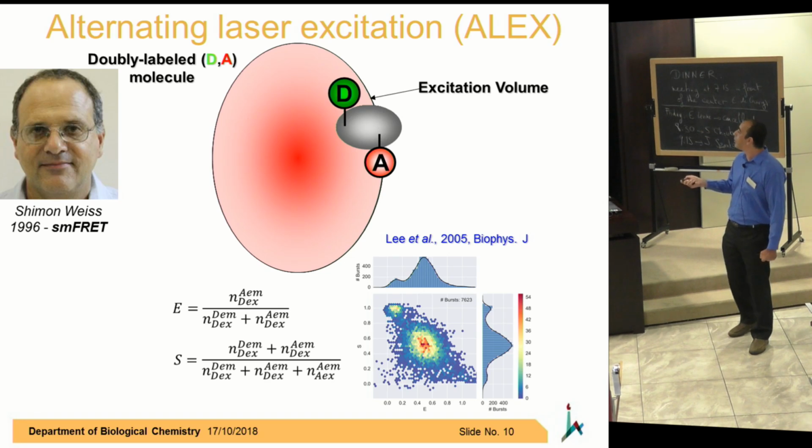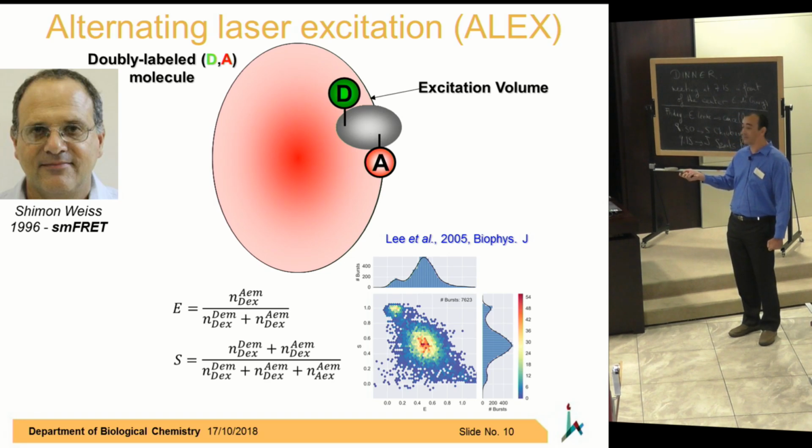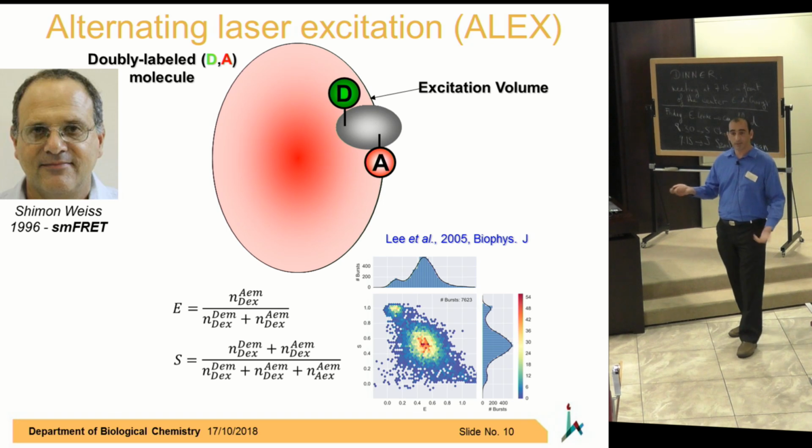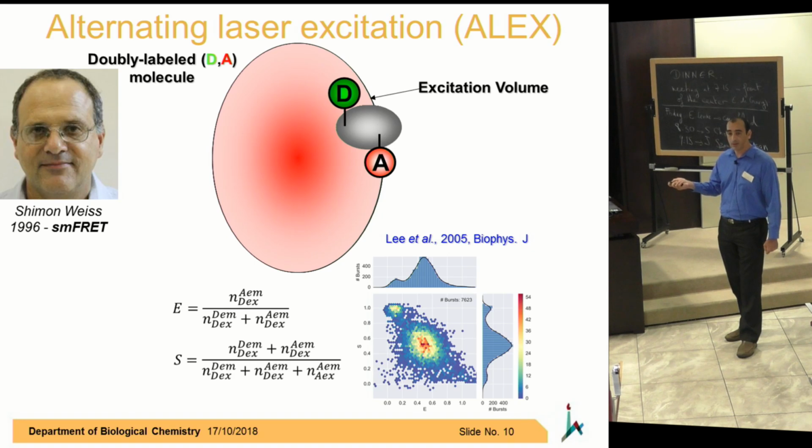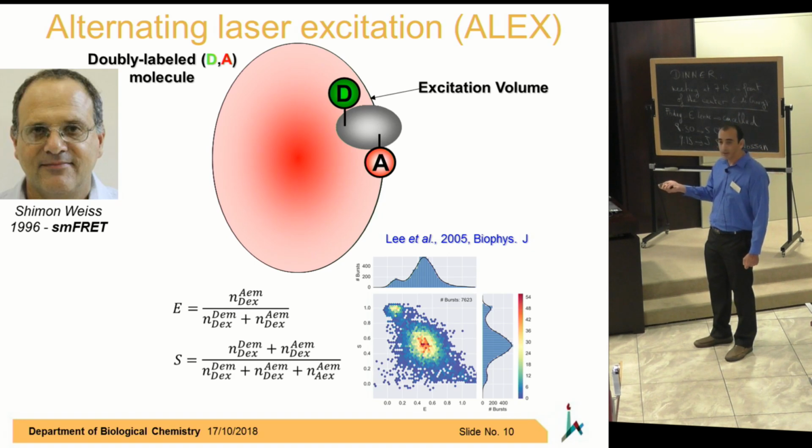So you might have molecules that didn't have an acceptor at all; they will have a stoichiometry of 1. Molecules that didn't have a donor at all will have a stoichiometry of 0. And molecules with a stoichiometry somewhere between 0 and 1 mean that the fluorescence of the acceptor is active, so you can better resolve things.